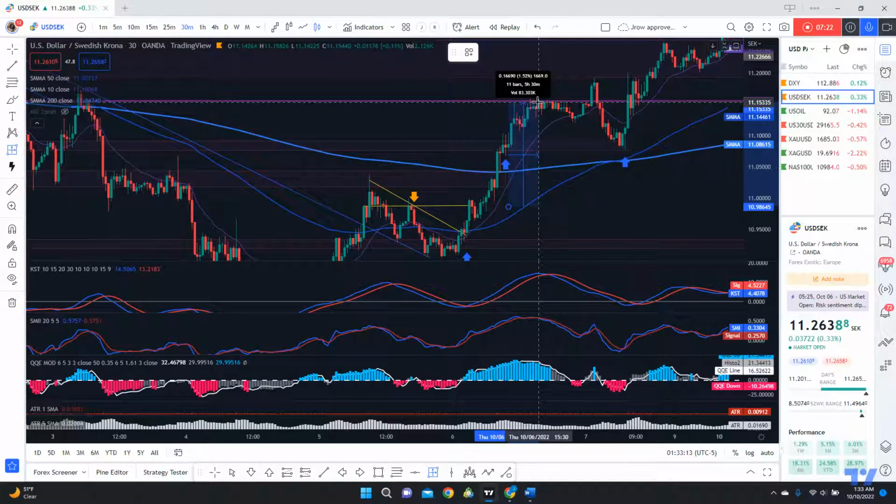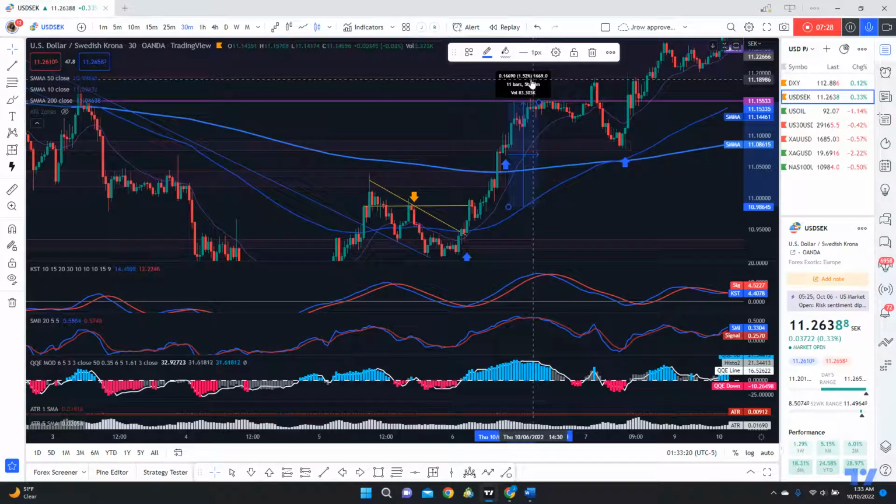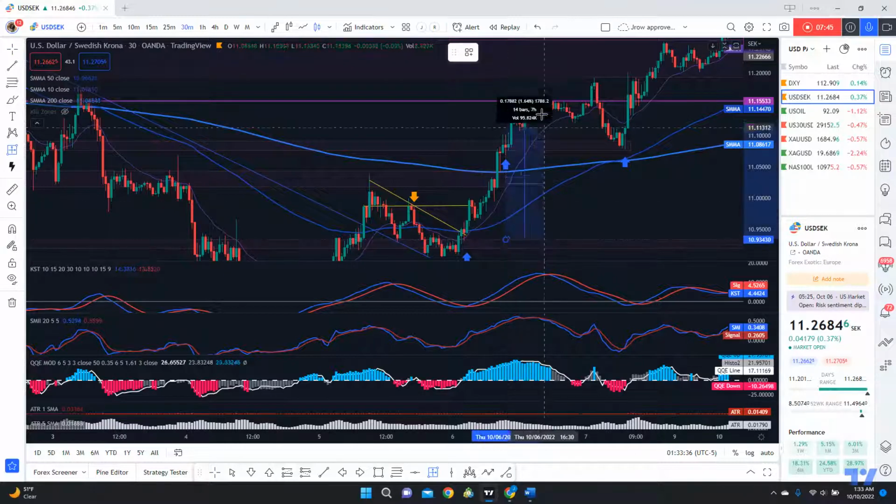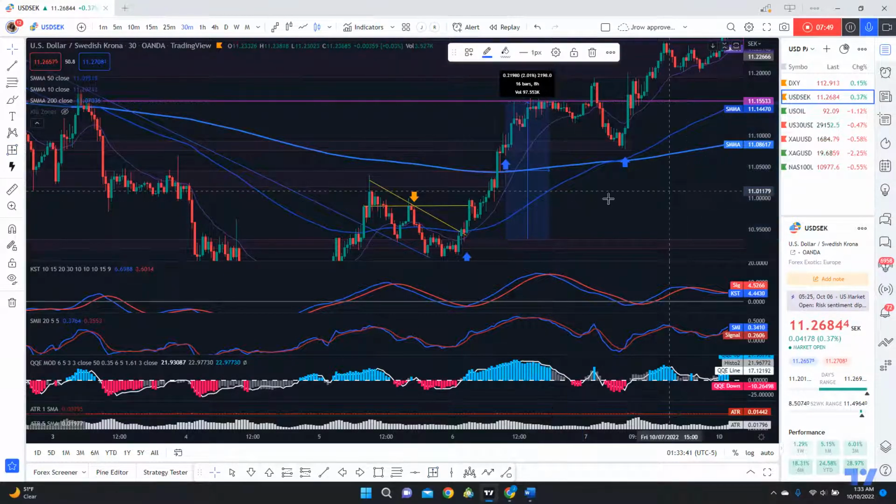Sorry guys, that's not a 3,000 pip move. It was a 1,500 pip move. 1669.0 to be exact, 1.52%. And that took 5 hours. But I entered this trade right at the rejection of this zone, so I caught 2,000 pips on this move.